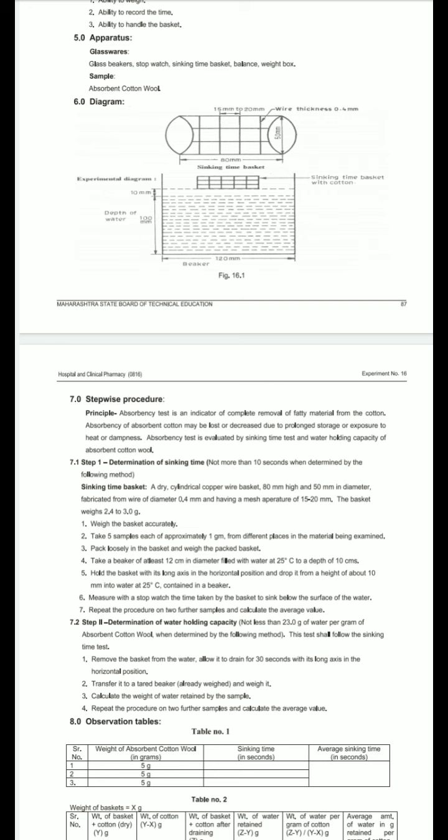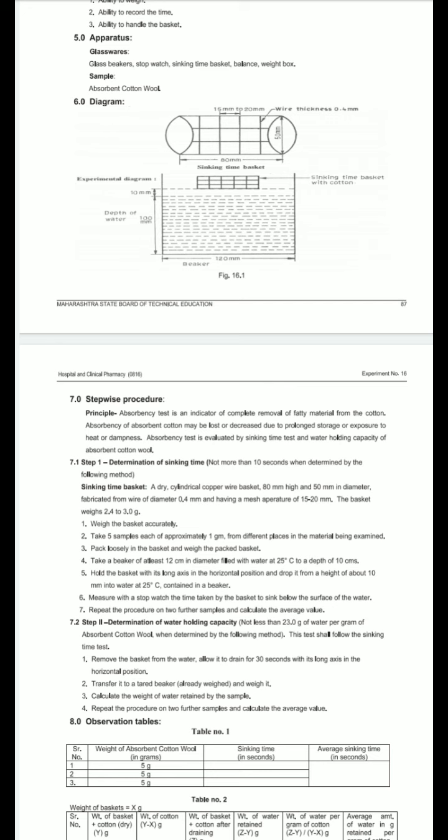Then step second, determination of water holding capacity, that is not less than 23 gram of water per gram of absorbent cotton wool when determined by the following method. This test shall follow the sinking time test. First remove the basket from the water and allow it to drain for 30 seconds with its long axis in the horizontal position. Then transfer it to a tared beaker that is already weighed, and weigh it. Then calculate the weight of water retained by the sample. Repeat the procedure on two further samples and calculate the average value.